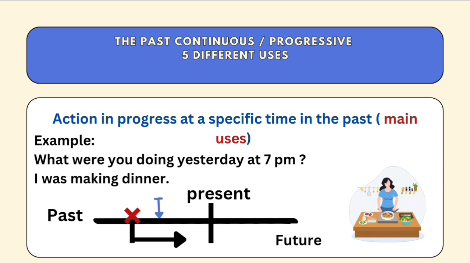So you can use it also in a question form. What were you doing yesterday at 7 p.m.? I was making dinner. So I was making dinner. I started making dinner at 6:45 and I finished at 7:15. So at 7 p.m. I was making dinner. I was in the middle of making dinner.